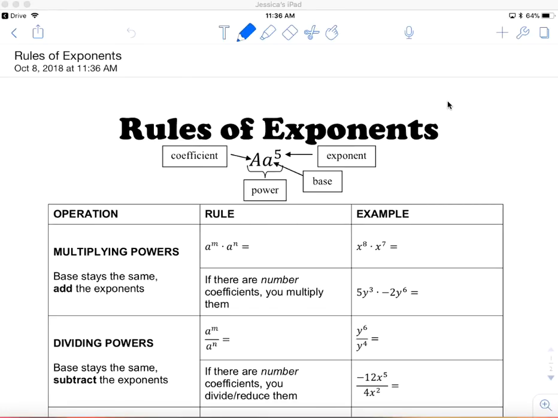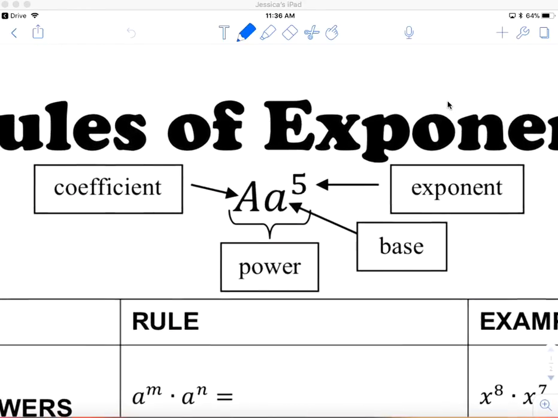In this video, I will summarize the rules of exponents. You have seen this a little bit from the discovery activity that we did in class. This paper just kind of summarizes all the rules in one place. So before we begin, let's go over our vocabulary.